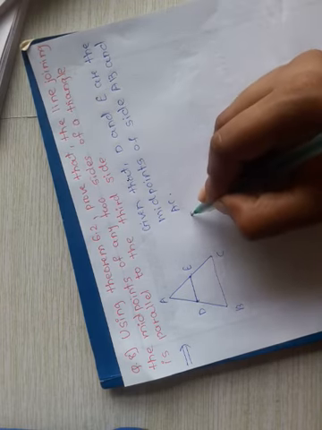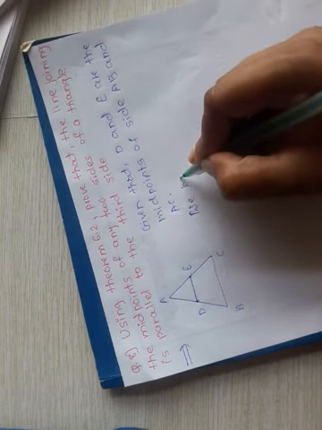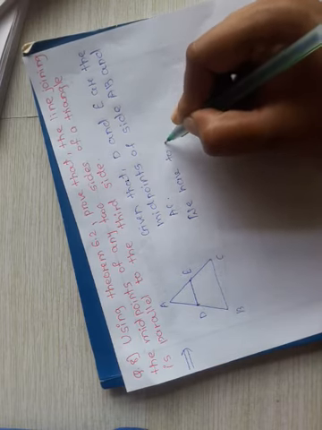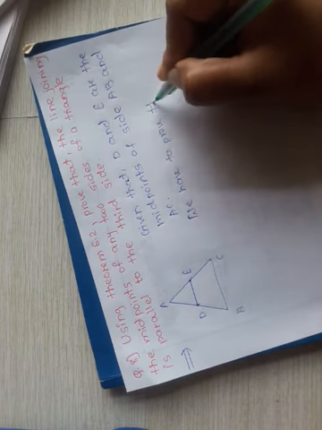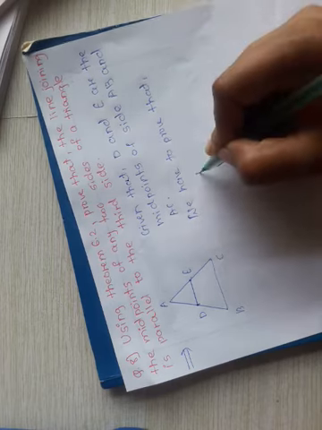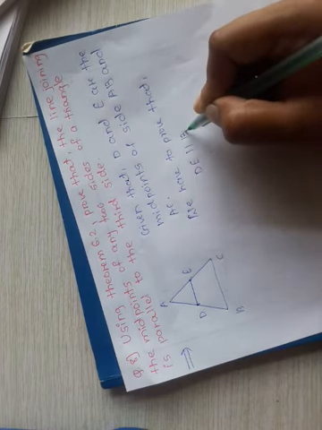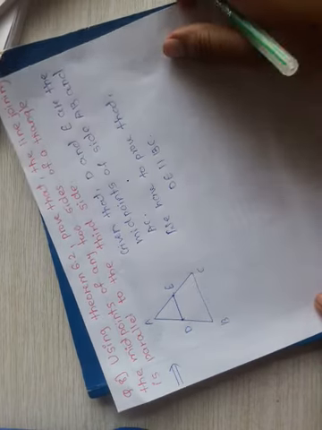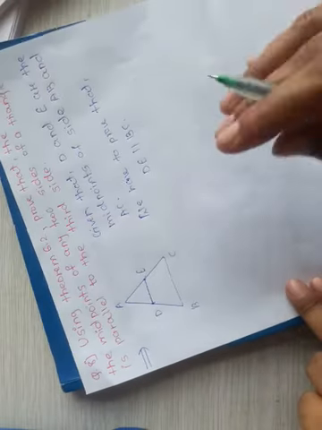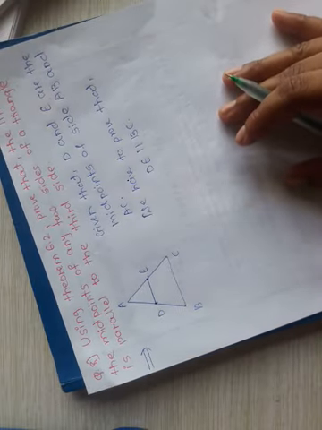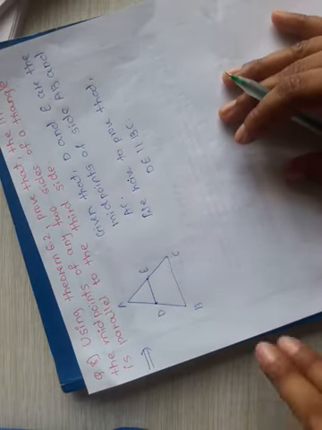What do we have to prove then? We have to prove that DE is parallel to BC. So what is given to us? Use all those things and find out DE parallel to BC.